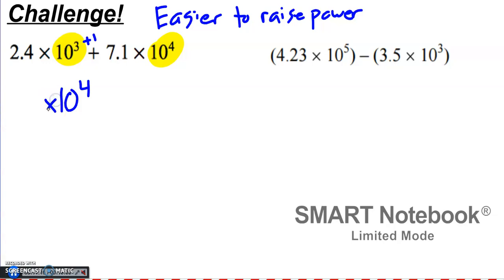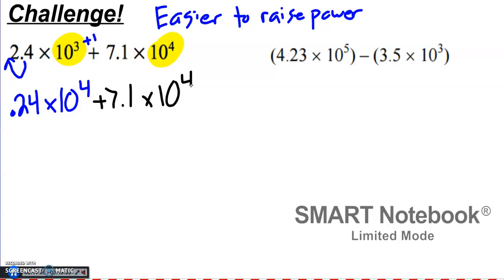But just like in normal situations, we're not doing anything to only one side. We need to keep the value the same. So if we're adding 1 in the exponent, we need to move that decimal once to the left because we're doing the opposite, right? We add 1 in the exponent, we're going to subtract 1 more or less within the decimal. So now we get 0.24 times 10 to the fourth plus 7.1 times 10 to the fourth.